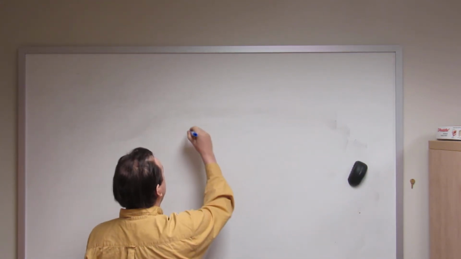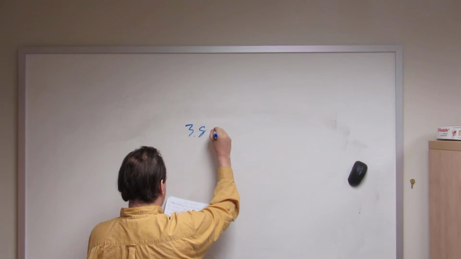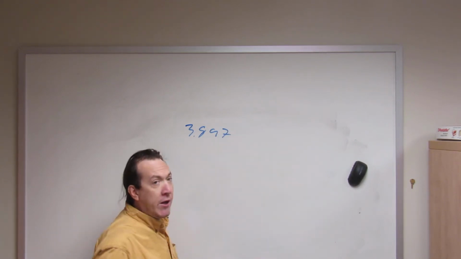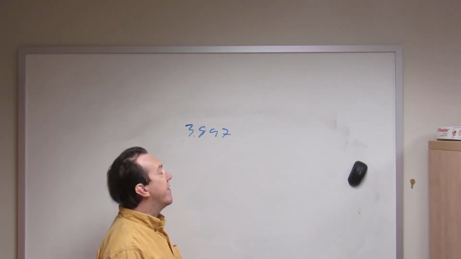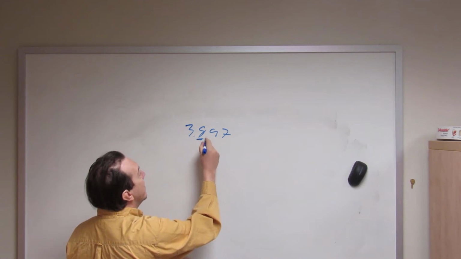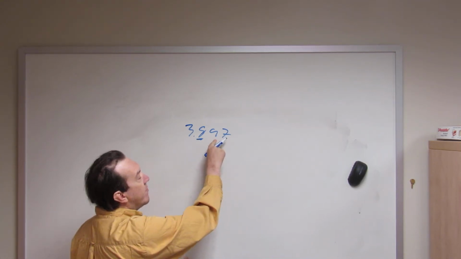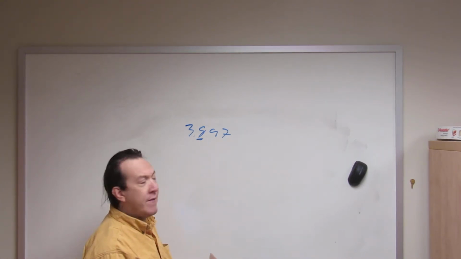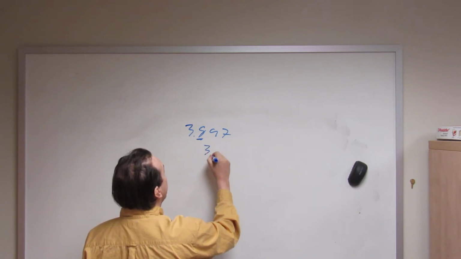If we have 3.897 and you need to round it to the nearest tenth. The nearest tenth is right here, so you look at the next number. This one is bigger than a 5, so it's going to be 3.9.